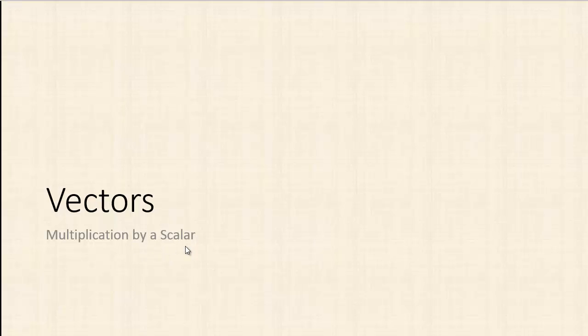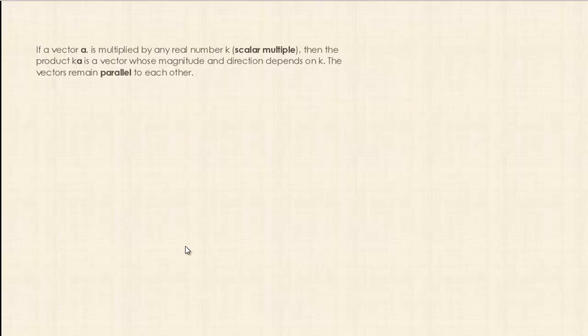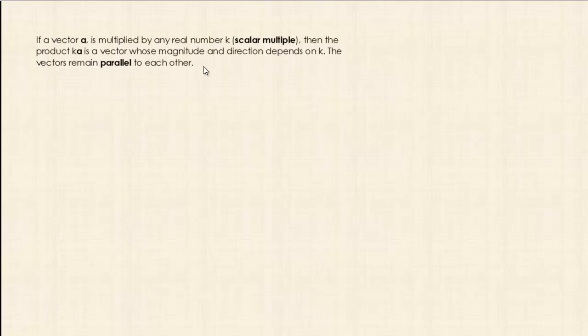Multiplication by a scalar. If a vector A is multiplied by any real number k, known as a scalar multiple, then the product kA is a vector whose magnitude and direction depend on the value of k. The vectors remain parallel to each other, or if they point in exactly the opposite direction, some people refer to that as being antiparallel.